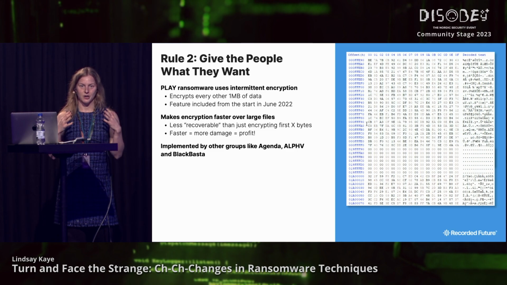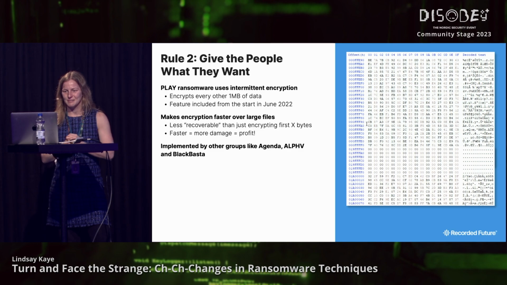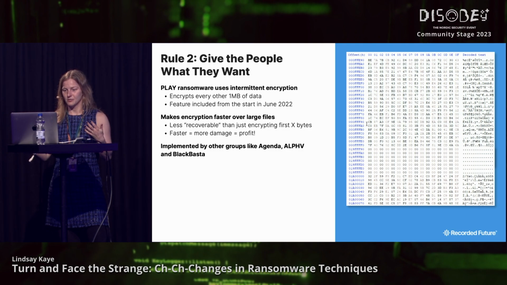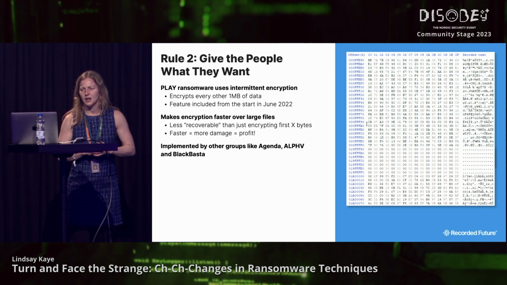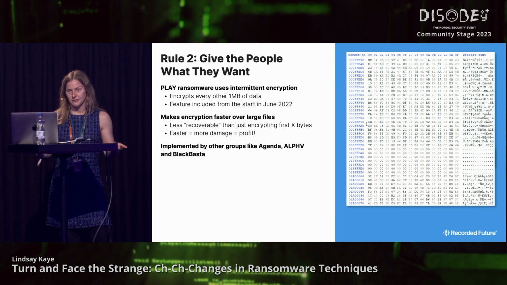What it functions to do is make encryption faster over large files. The idea of making your encryption faster is that you can probably inflict substantially more damage before somebody figures out what you're doing and tries to stop you. So ultimately, more profit. And doing it this way, every other megabyte, makes it substantially less recoverable than some groups that just encrypt the first couple of megabytes and then leave the rest unencrypted, which for extremely large files, you can imagine leaves a lot of the file recoverable. Other groups do it too, maybe in slightly different ways, but people like Agenda, Alpha, and Black Bass. So this is a fairly common technique.